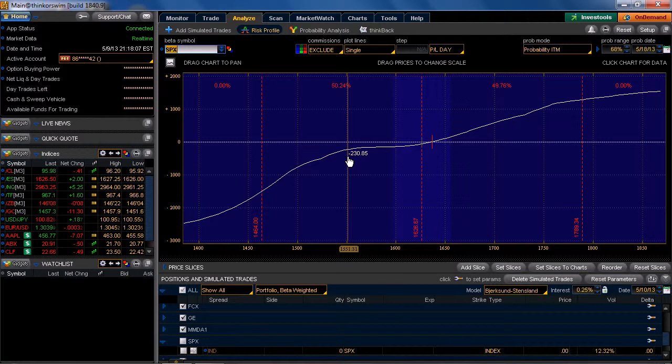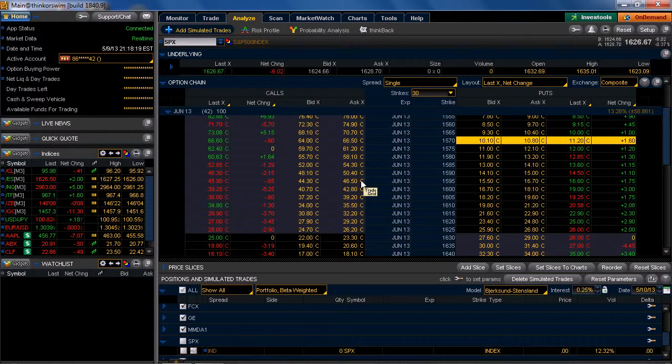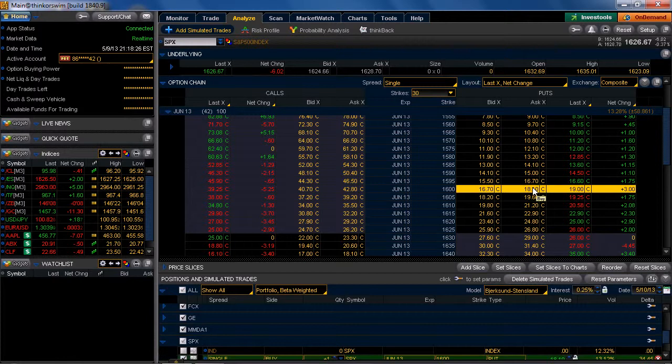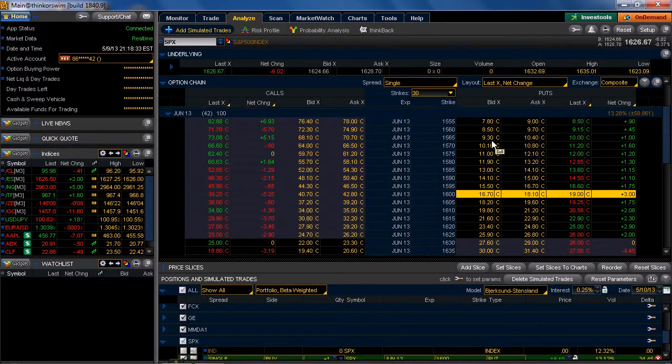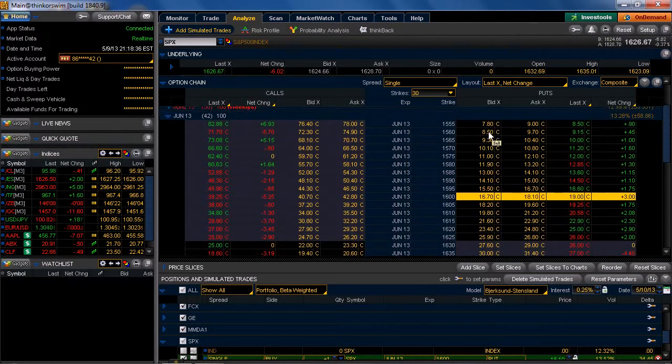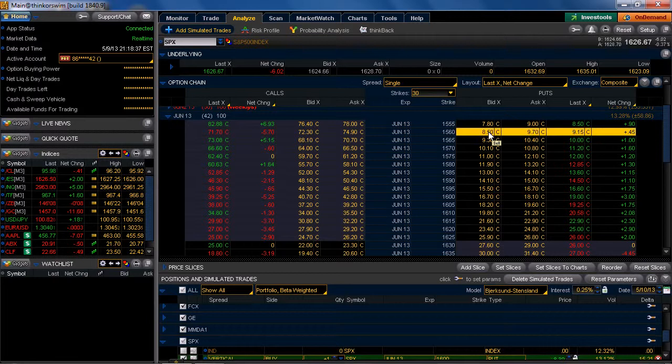Okay, the next thing I want to do is change the shape of this graph. In order to change the shape of this graph, I'm going to add some hedges. The way we do that is we come over to Add Simulated Trades, and I'm just going to buy a put spread in the SPX. So I'm going to buy a 1600 and sell a 1550. Let's say 1560.